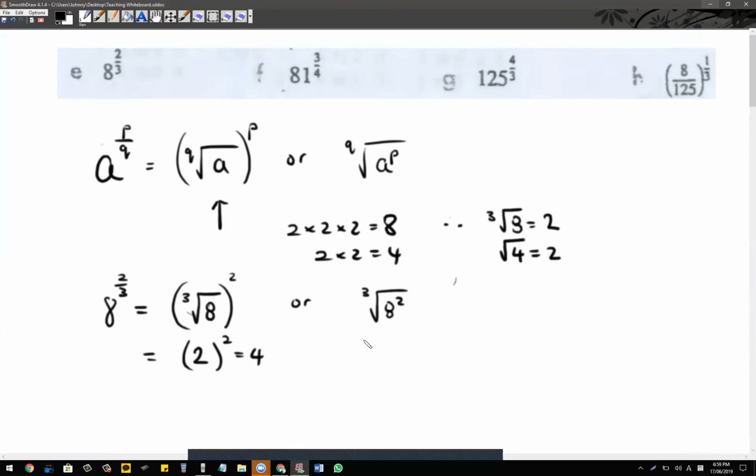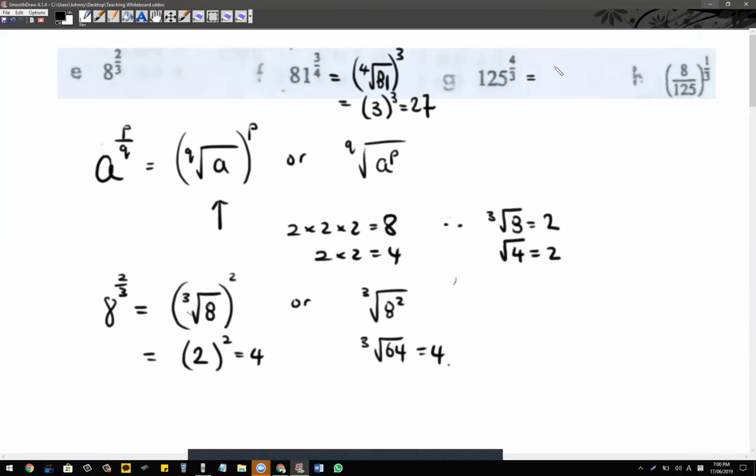You can do it this way as well. So this is the cubic root of 64. We know that 4 times 4 times 4 is 64, so this is 4 as well. All right, this one here is the fourth root of 81 to the power of 3. But 3 by 3 by 3 by 3 is 81, so this is 3 to the power of 3, which is 27.